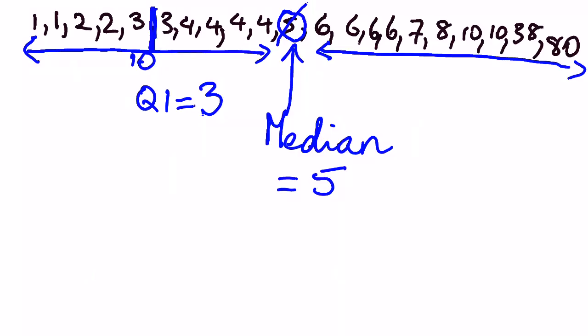Okay, now we're going to do the same thing to find Q3, the upper quartile. We're going to look at these 10 numbers here and find the middle. So I'm just going to count 1, 2, 3, 4, 5, and draw a line down there between 7 and 8 because that's the 5th and the 6th. I'm just going to check, yes, there are 5 numbers to the right of that line as well. So in between 7 and 8, Q3 is going to be 7.5.